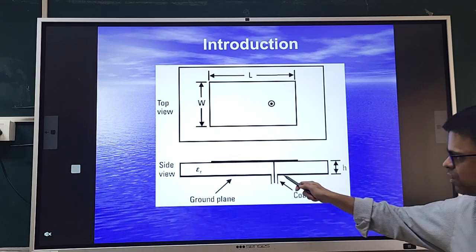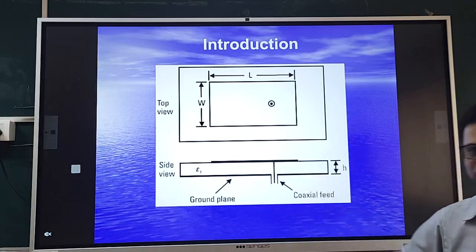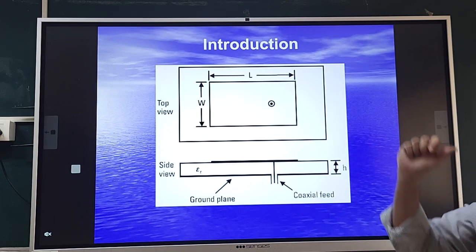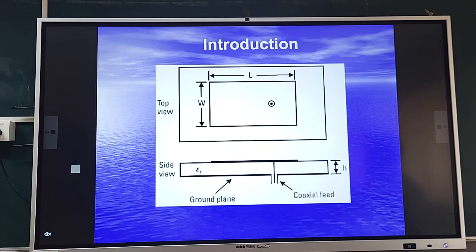And the other aspect is what feeding technique we are going to use. Okay, right now on the slide you see a coaxial feeding technique. This feeding is very similar to a coaxial cable or a coaxial connector which you use in your laboratory. Okay, so it appears to be a center conductor, then there is a substrate, and then there is an outer conductor. Similar to that you have a coaxial feed. So that is one of the feeding techniques.